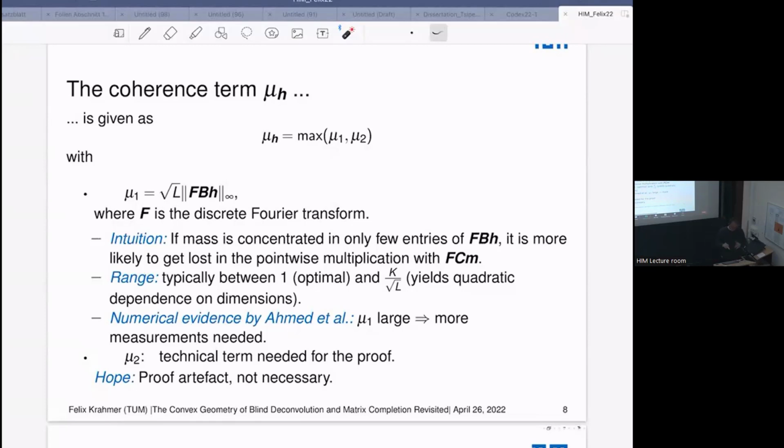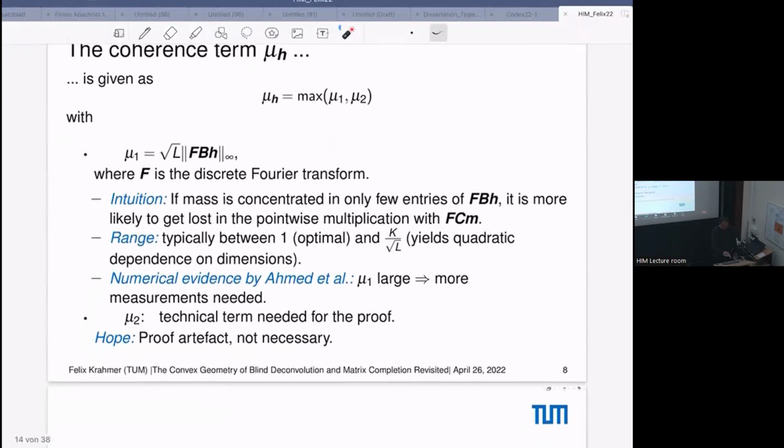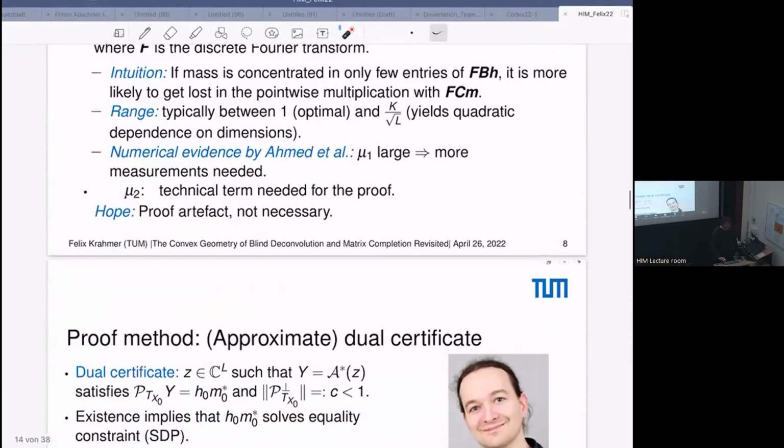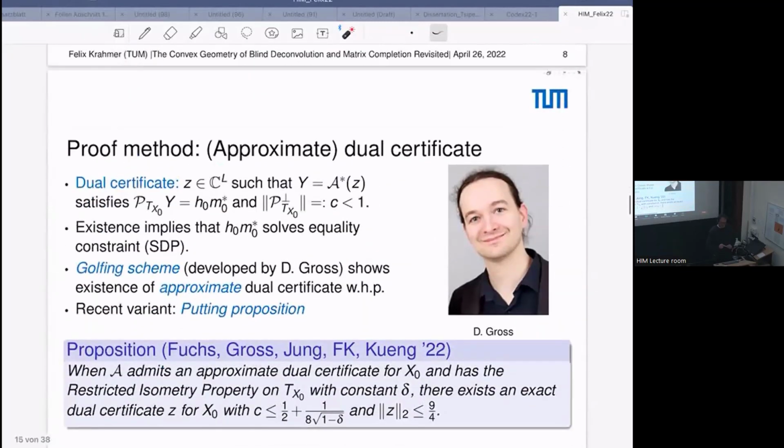On the other hand, the mu2 constant is a technical term, and some part of the result that I'm not talking about today. In an older paper, we also showed that in certain circumstances it is not needed, but I will not go much into this because it's just technical to explain. So let's quickly recap: how did they prove this result?